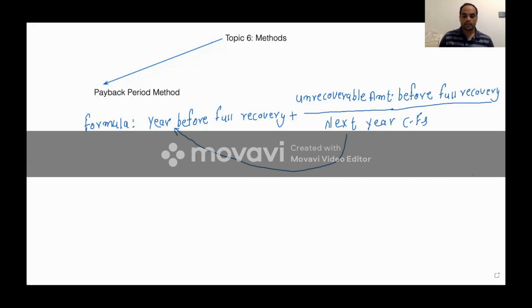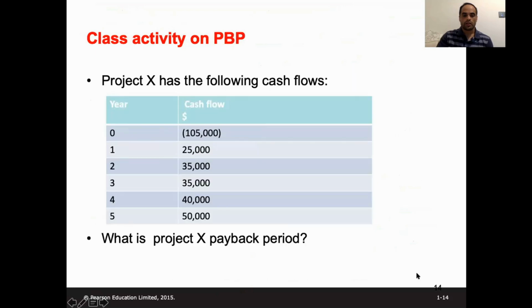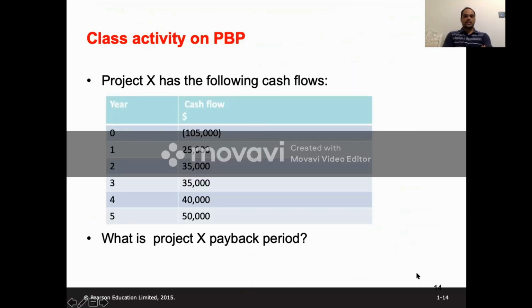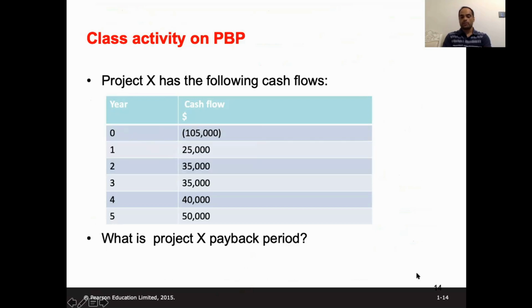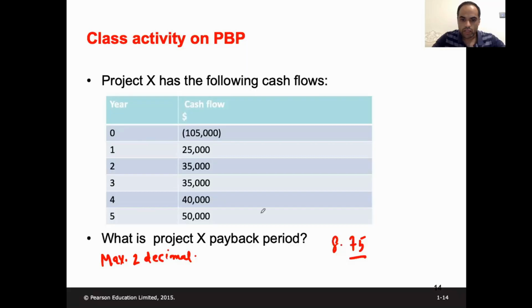Now let's do some practice questions here. The question says that a project has the following cash flows: first year 25, second 35, third 35, fourth 40, and fifth 50. Obviously this is uneven cash flows. For this uneven cash flows, can you calculate payback period? Just take 5 or 10 minutes to calculate payback period and give me the answer. Now let's have a look at the answer of this question.